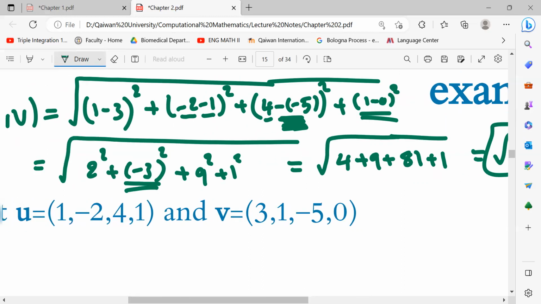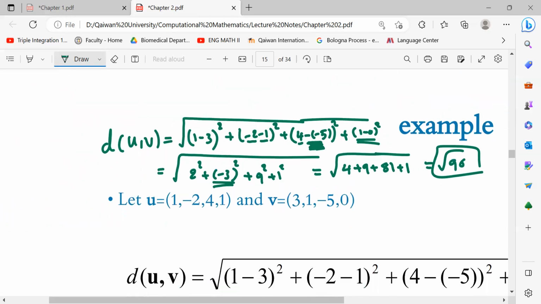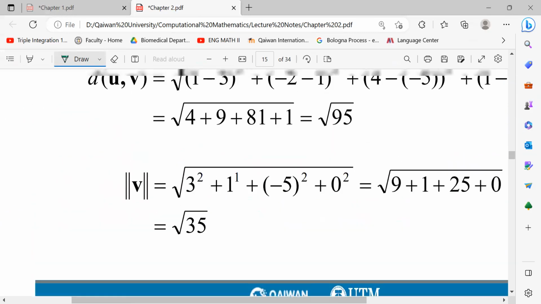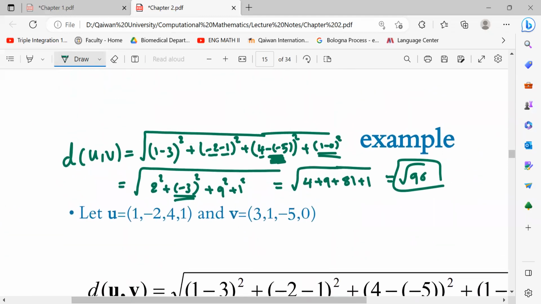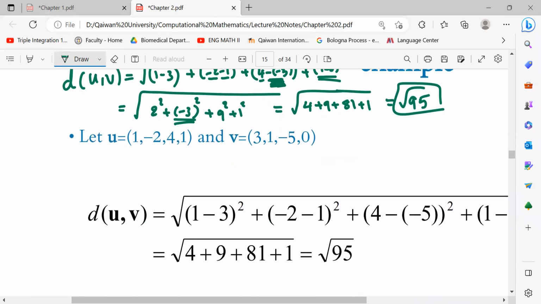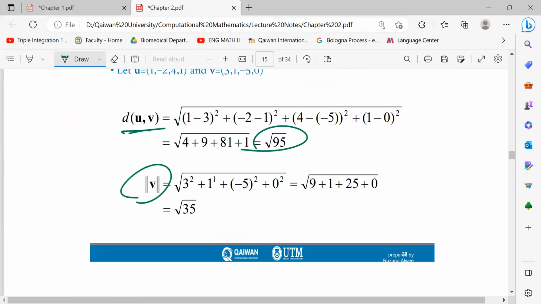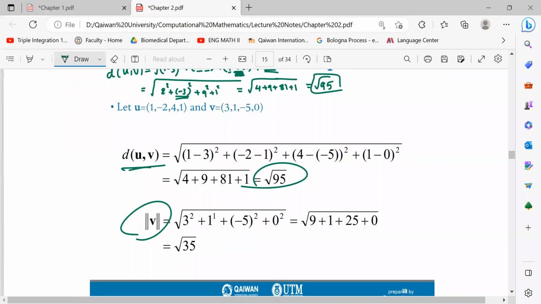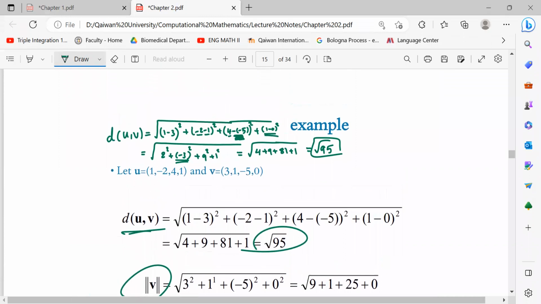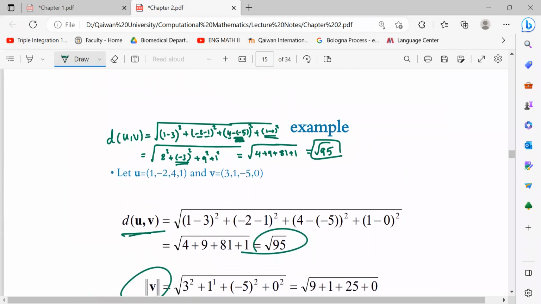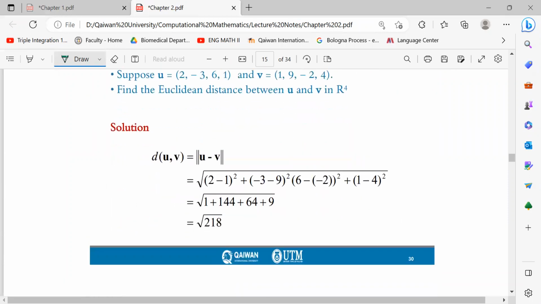This is the distance of u and v. Sorry, it is 95, not 96. It's the square root of 95. This is the distance of u and v. And here is the length of v, or the norm of v. We already found this. It's how to find the distance of two vectors and also how to find the length of a vector. That's all.